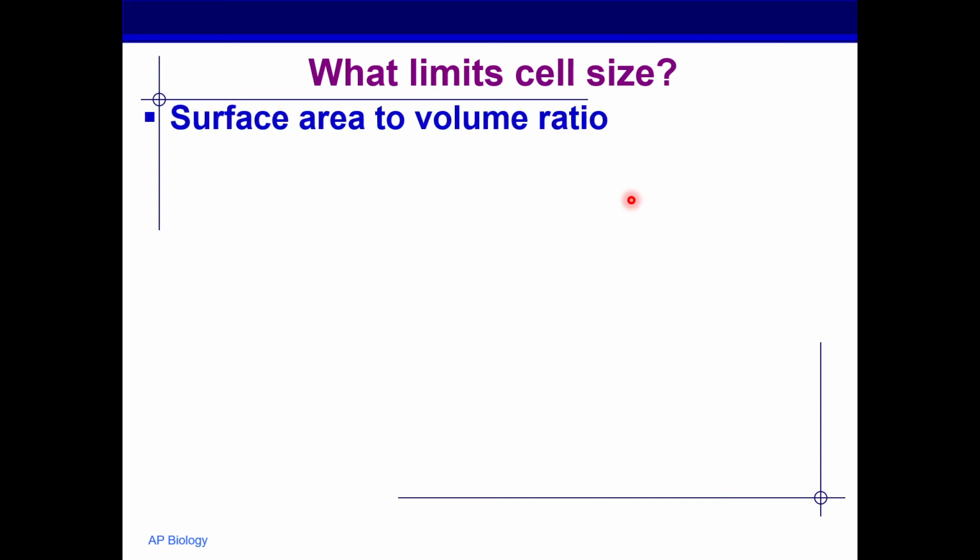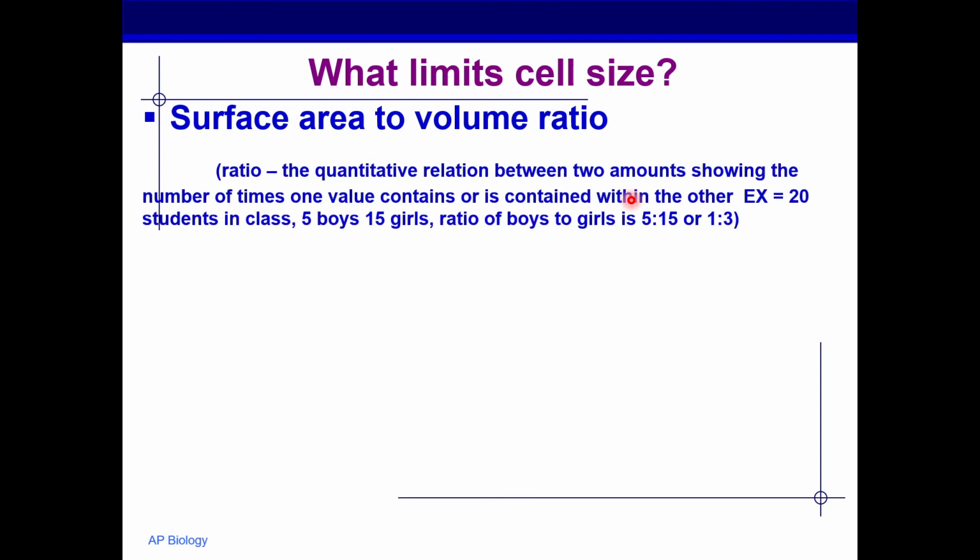There are limits to cell size. Surface area to volume ratio is a very important limit to cell size. The surface area to volume ratio depicts the fact that cells have to be a smaller size. So a ratio, remember, has to do with comparing two amounts, and that ratio shows the comparison of one amount to another.